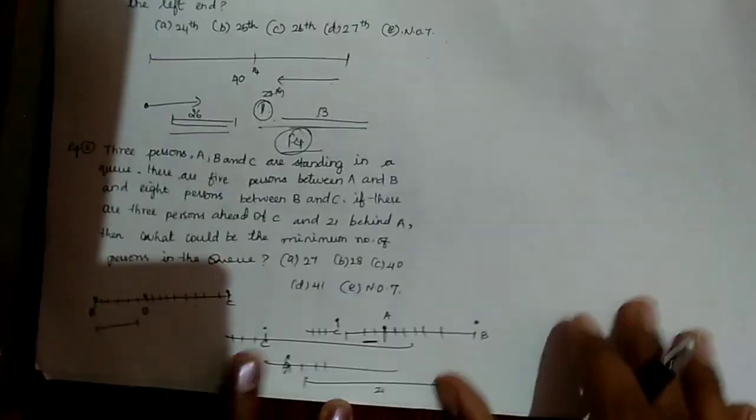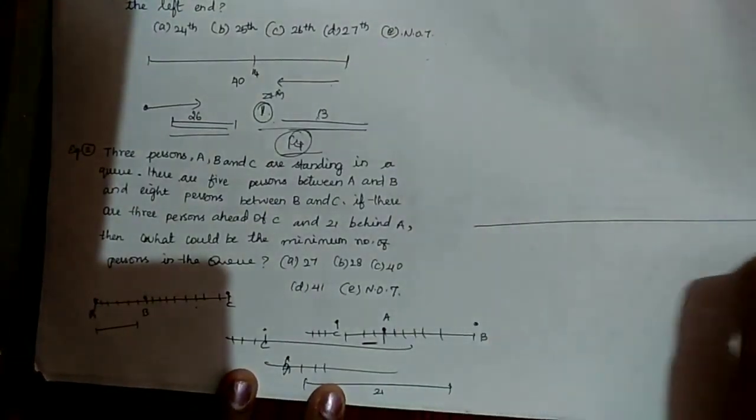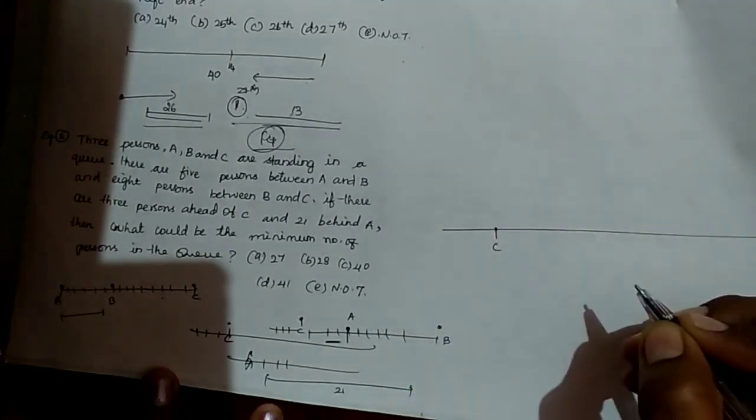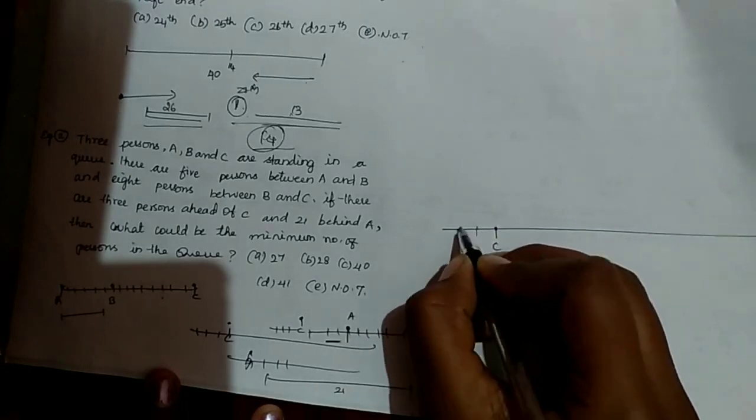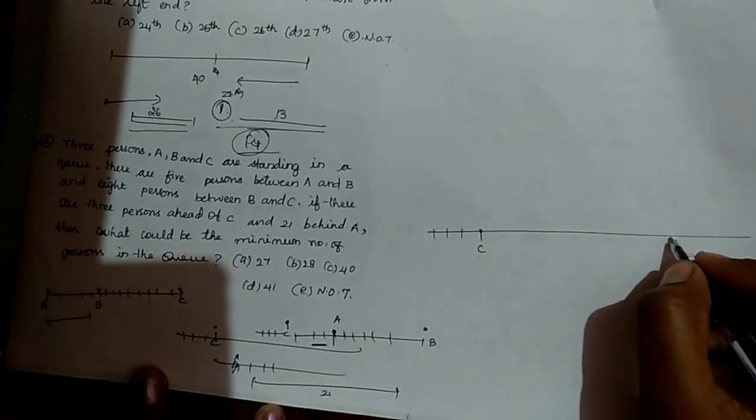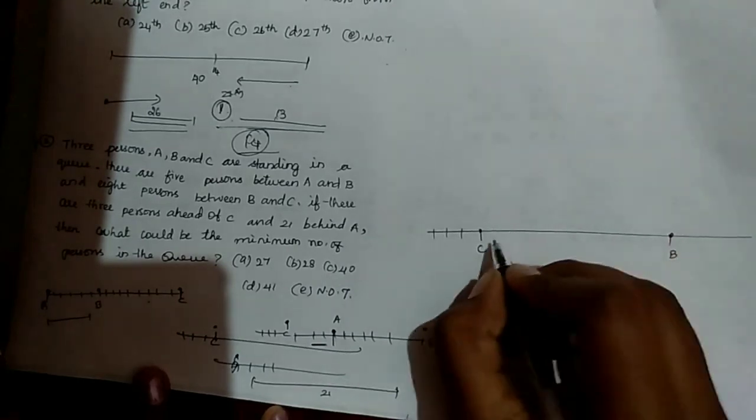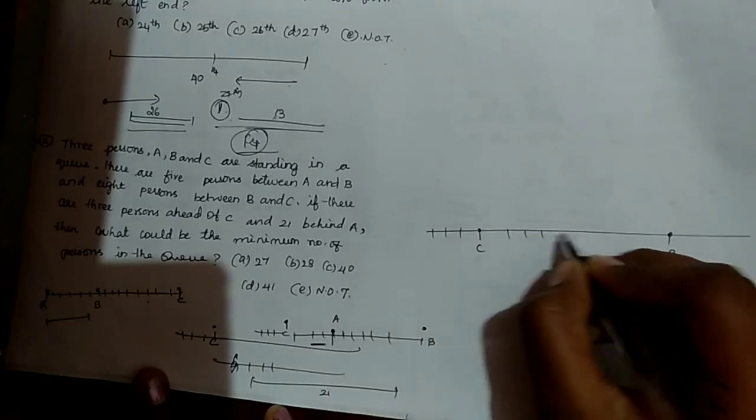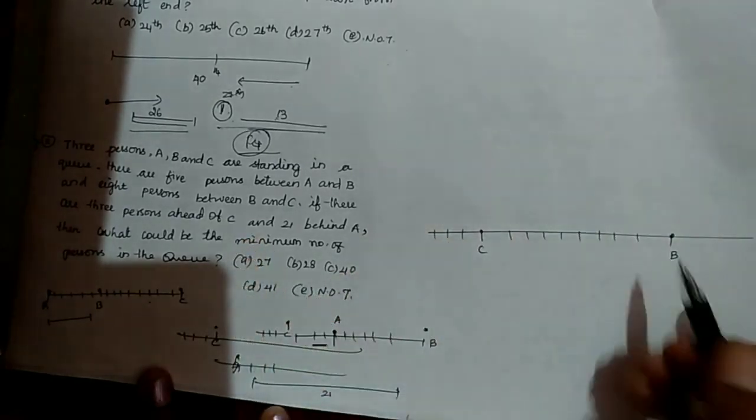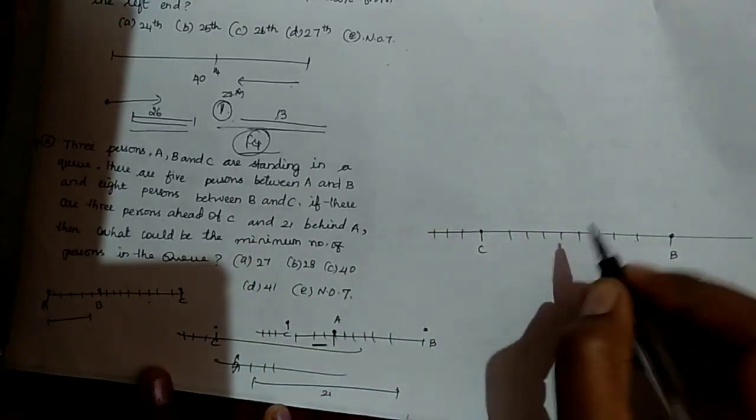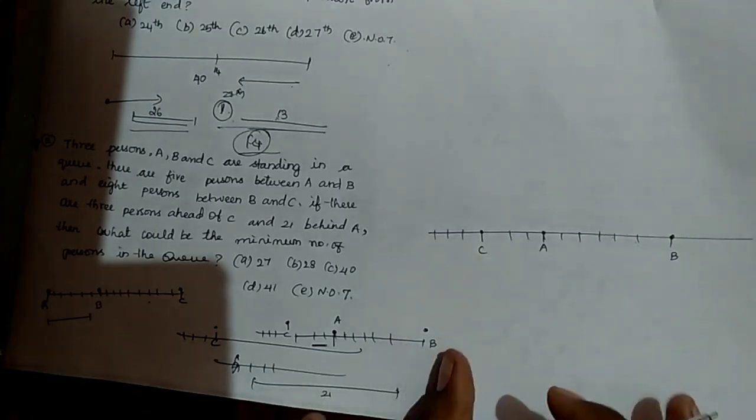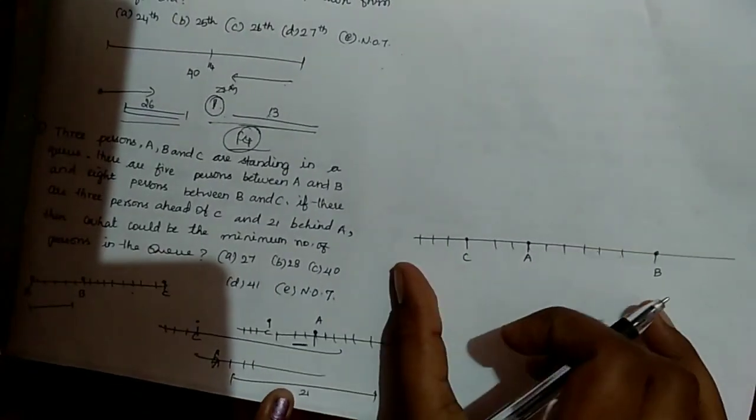I'll put here a queue, and let C stand first in the queue. Ahead of C there are three persons, 1, 2 and 3. Between C and B there should be 8 persons, so let B be here: 1, 2, 3, 4, 5, 6, 7 and 8. Between A and B there should be 5 persons, 1, 2, 3, 4, 5. So let A be here.